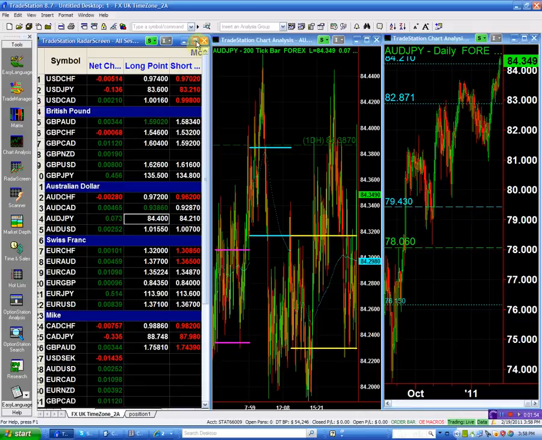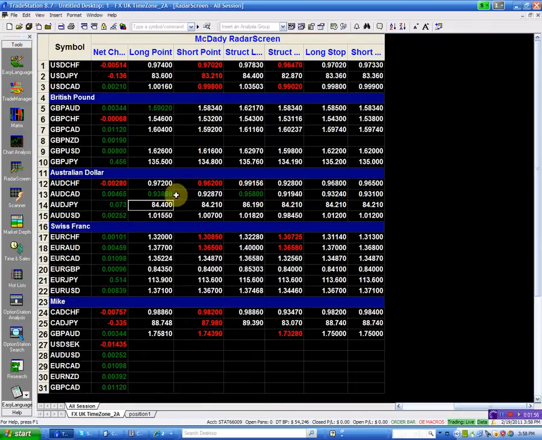Okay, that is the Aussie yen buying above 84.40, and our stop is 84.21. These are my short point, my structure short, my long stop, and my short stop, all the same. So if it gets below 84.21, I'm going to close my long, go short, and use that as a reference point and as a stop. And the structure long is the next level higher, the 86.19.